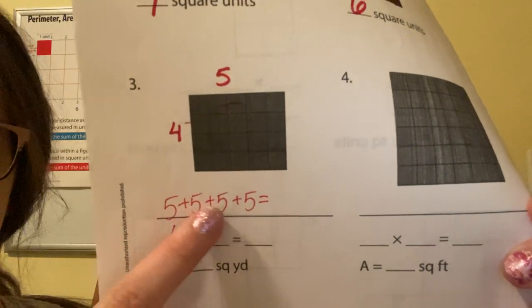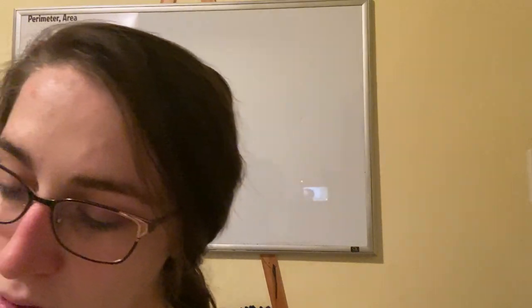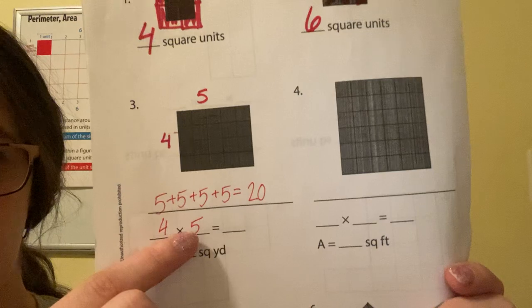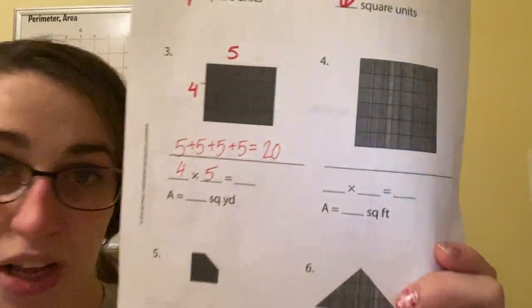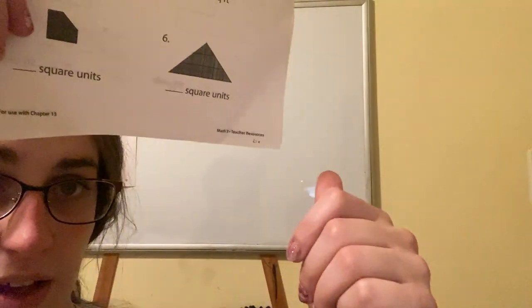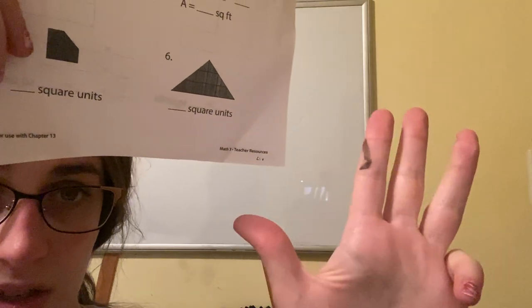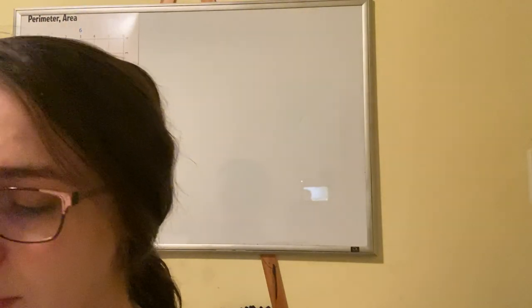Five plus five is 10, plus five is 15, plus another five is 20. Four times five, I can count by fours five times, or I can count by fives five times. Five, 10, 15, 20.